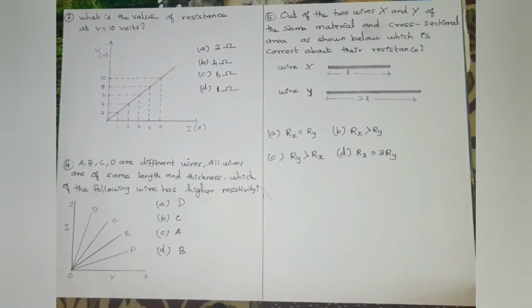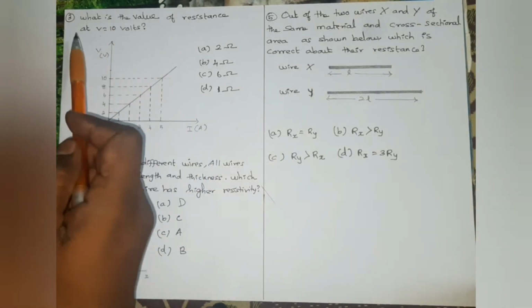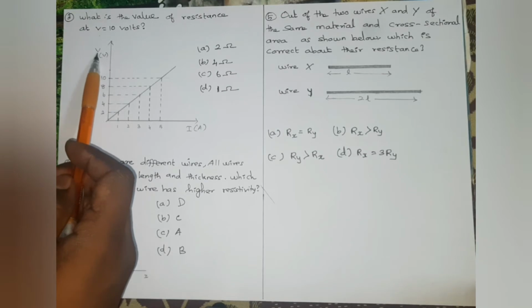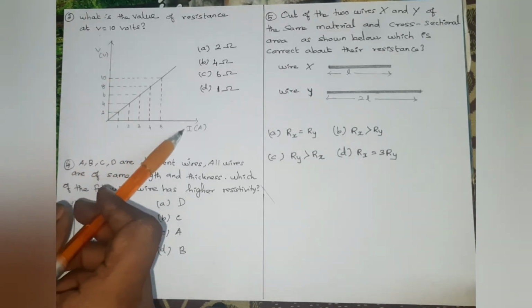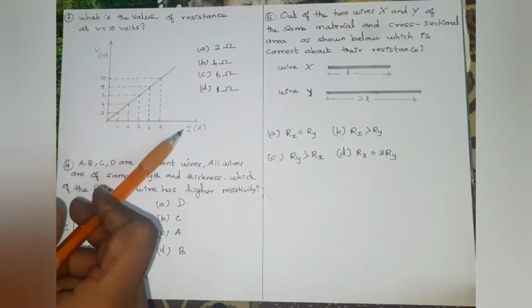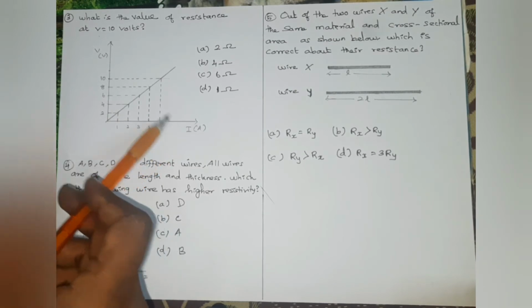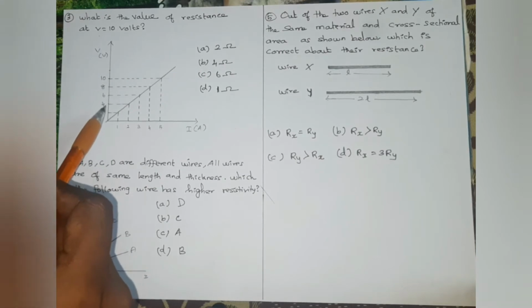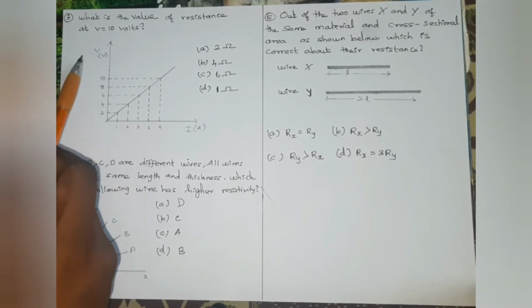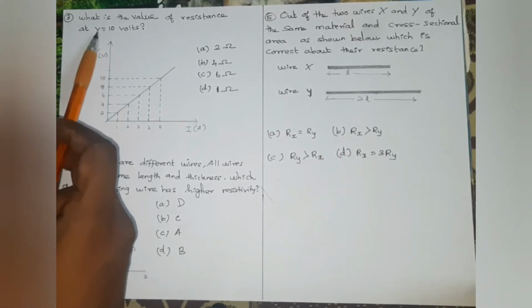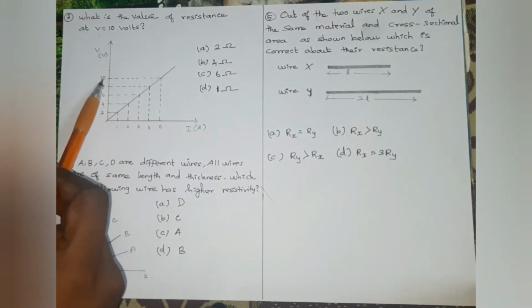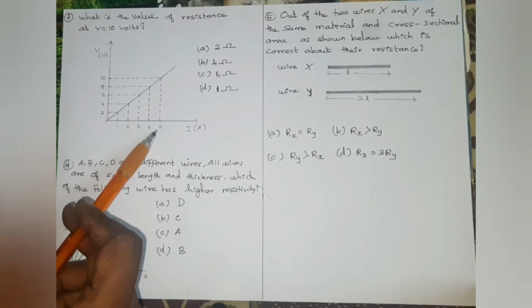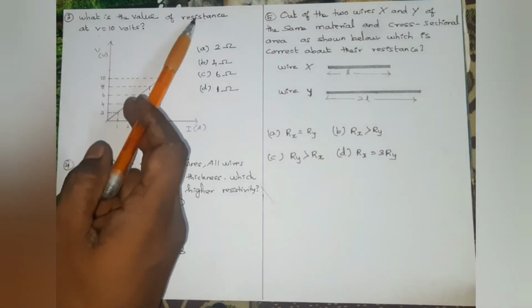Alright guys, the next question: what is the value of resistance at V equals 10 volts, right? Here the V value is given on the y axis and the I value on the x axis. Most probably the V value will always be on the x axis. Irrespective of the axis, the graph will be a straight line because V is proportional to I as per Ohm's law, right? We will look at where the 10 volts is. Here it is, 10 volts. When you look at the straight line here, it belongs to the I value, that is 5, right?